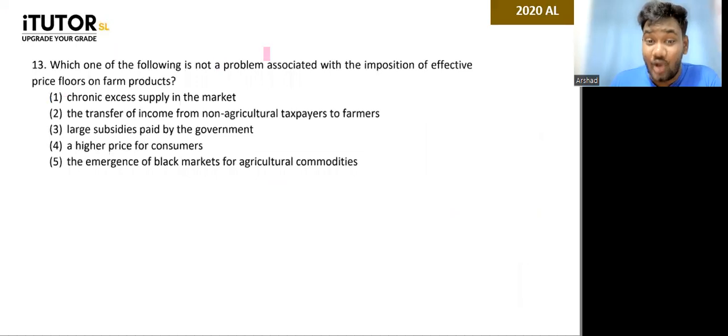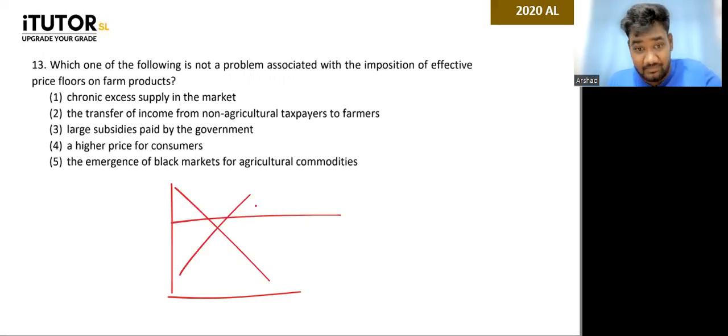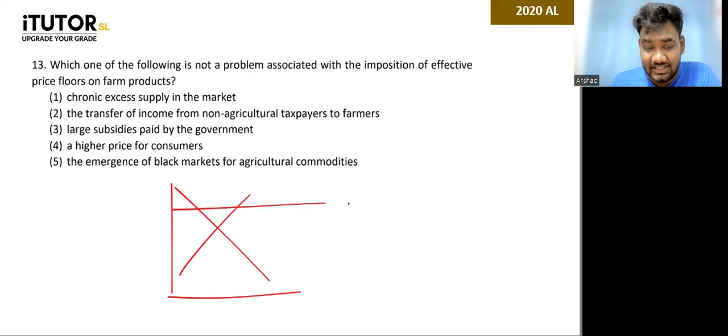Which of the following is not a problem associated with the imposition of an effective price floor? Not a problem. So they are imposing a price floor. Okay, that means a price above the equilibrium price. Will there be an excess supply? Can you tell me that?